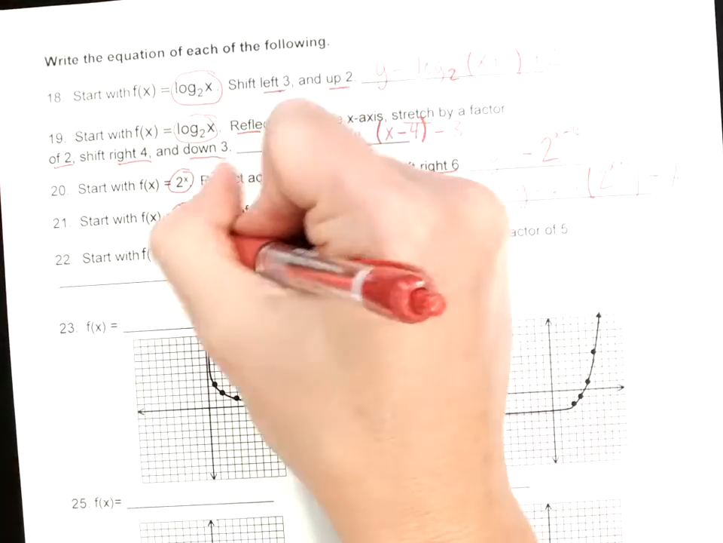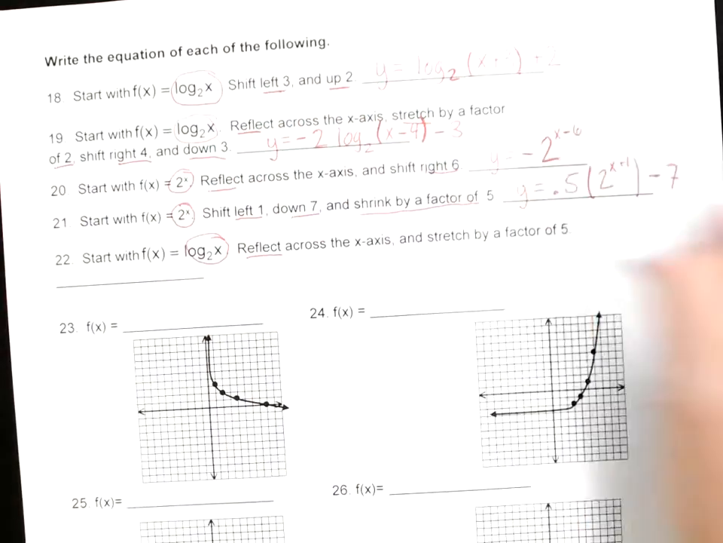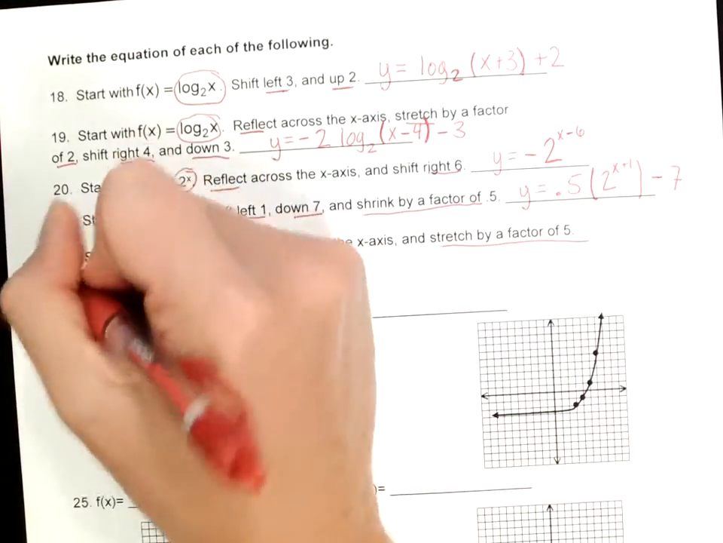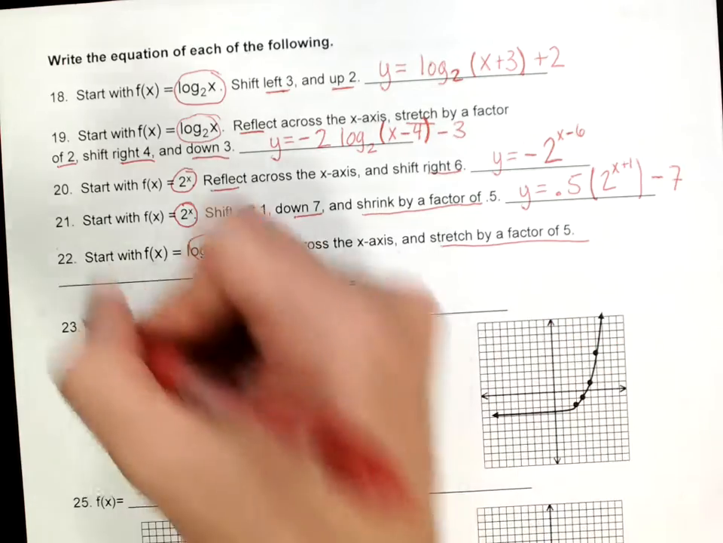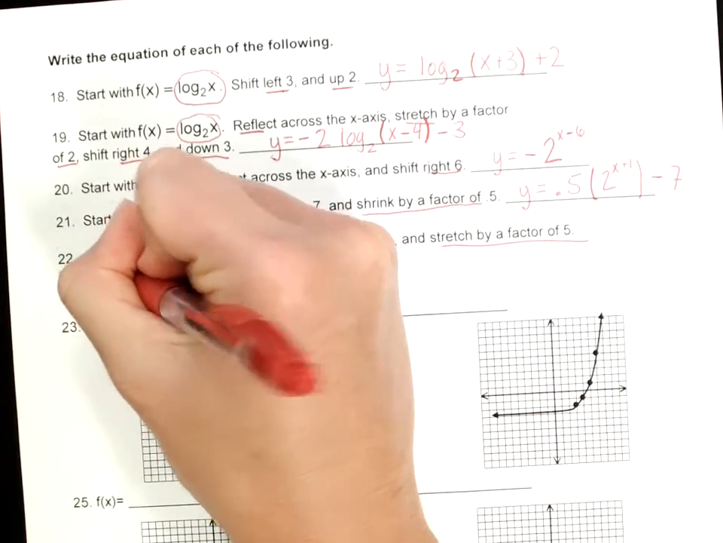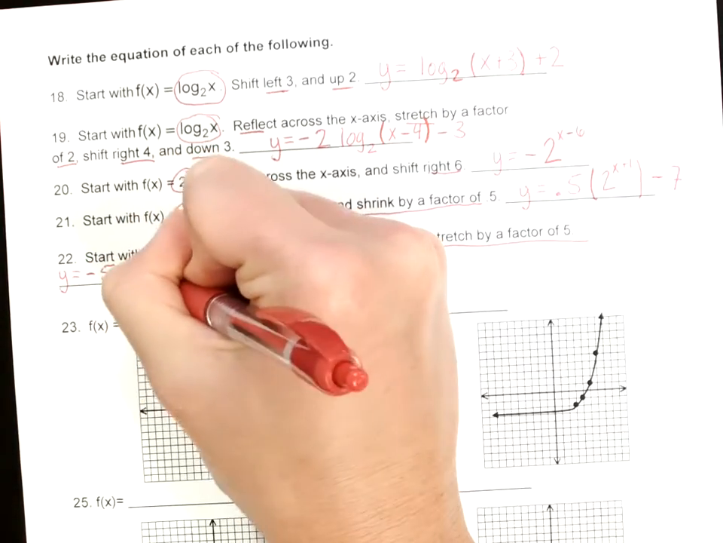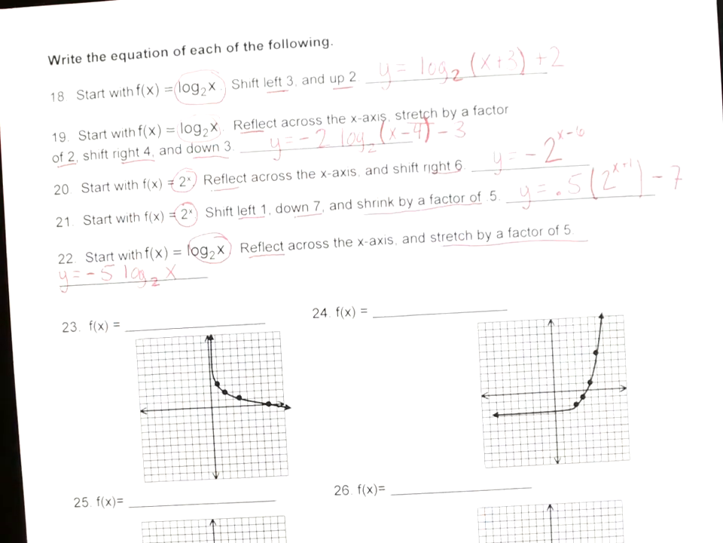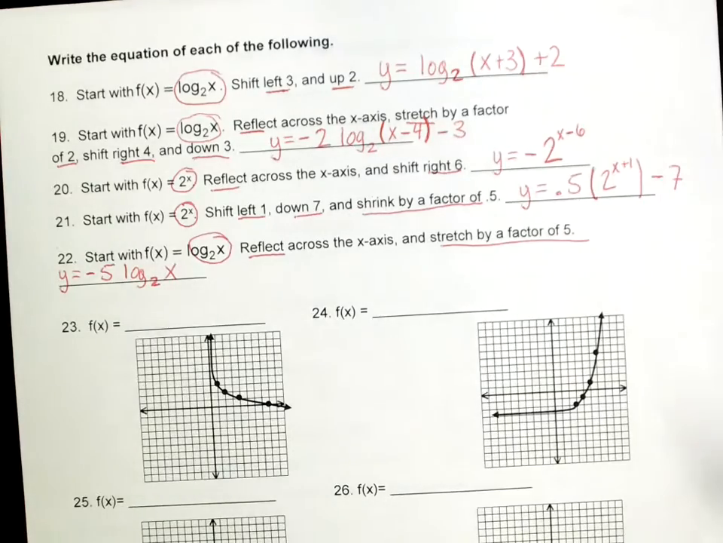One more equation, log, reflect it, and stretch it by a factor of 5. So y equals, I need the reflection and the stretch, log little 2 of x. I don't need anything else because I'm not going left or right, so I don't have to have the parentheses.